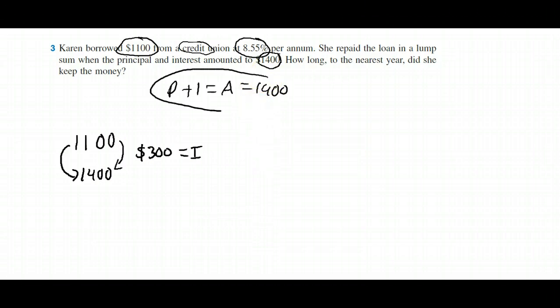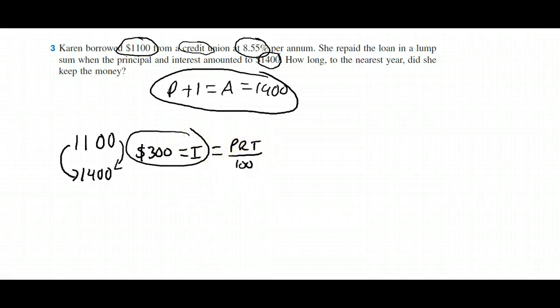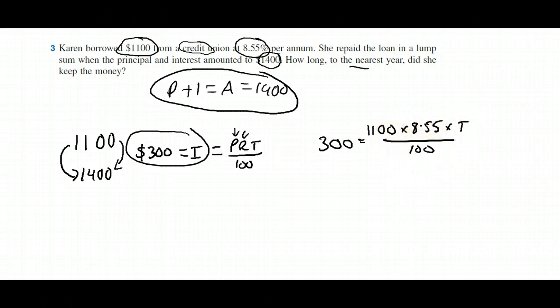And we can see that in this equation here. So if that was the amount of interest, then we should be able to work out the amount of time that it took for that to happen, t, because we already know r and we know p. So let's put it all into an equation. 300 equals 1,100 was the principal, 8.55 was the interest rate, t we don't know, and it's all over 100.